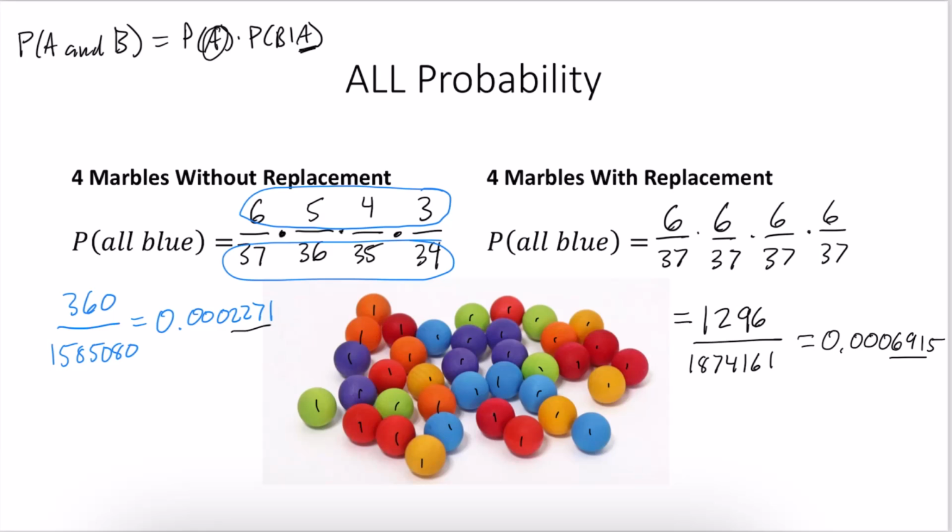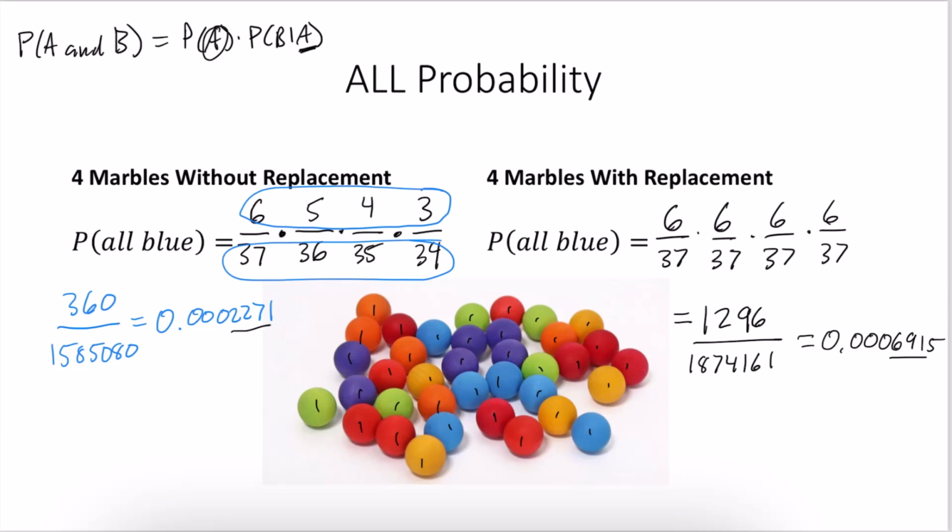And that makes sense because if you're putting the blue marbles back in every time you draw one, it's going to make it more likely that the next few marbles are blue. So that's the idea behind all probability. And it's based on the AND formula. And you can multiply however many probabilities together that you need to based on the number of events that are happening. And sometimes they'll look kind of like permutations if you are doing it without replacement. And sometimes they'll look kind of like exponents if you're doing it with replacement.